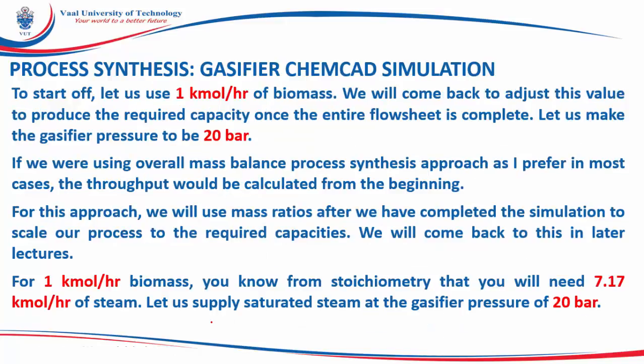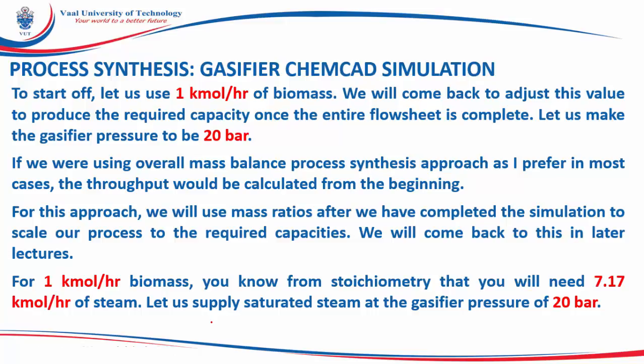To start off, let us use the feed of 1 kilomole per hour of biomass. We will come back to adjust this value to produce the required capacity once the entire flow sheet is complete. Let us use the gasifier pressure of 20 bar. We have not specified the gasifier pressure in the problem statement, but we know that gasifiers operate at elevated pressure. This will be a moderate pressure gasifier at 20 bar.